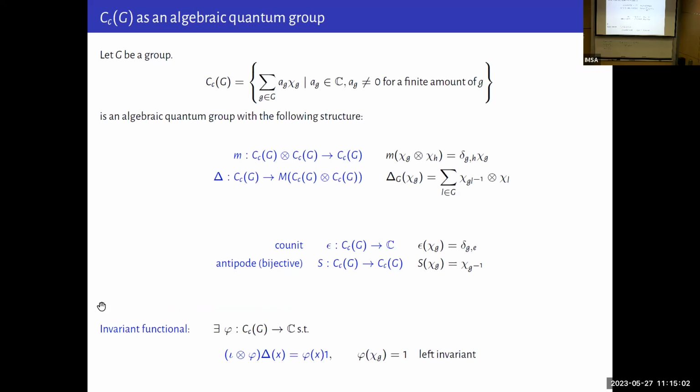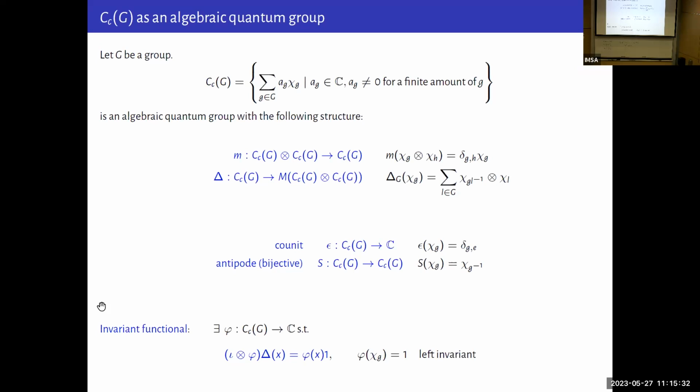But we also need, for having an algebraic quantum group, an invariant functional. So what is an invariant functional? Well, it's a functional from the algebra to the complex numbers which satisfies this property. Here I write the condition for the left invariant functional. If we put phi here and the identity here, what we get is a right invariant functional.